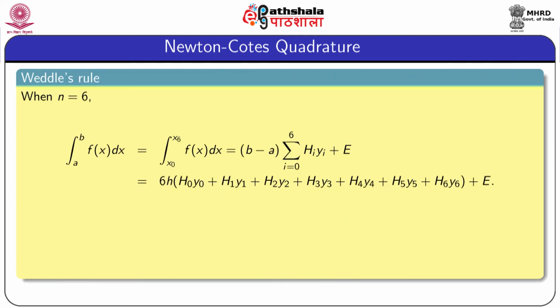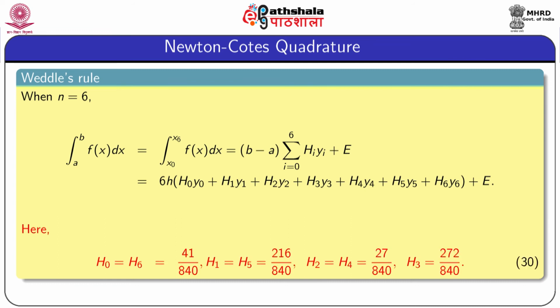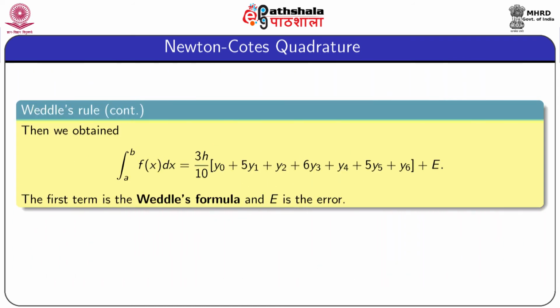Now, in case of n equal to 6, we obtain another formula known as Weddle's formula, and this formula is given by this expression, where h0 to h6 are the 7 Newton-Cotes coefficients, and these values are given by equation 30. Using these values of h, we obtain Weddle's rule as integration a to b of f(x) dx equal to 3h by 10 into (y0 plus 5y1 plus y2 plus 6y3 plus y4 plus 5y5 plus 6y6) plus e, where e is the error term, and this formula is known as Weddle's formula for n equal to 6.